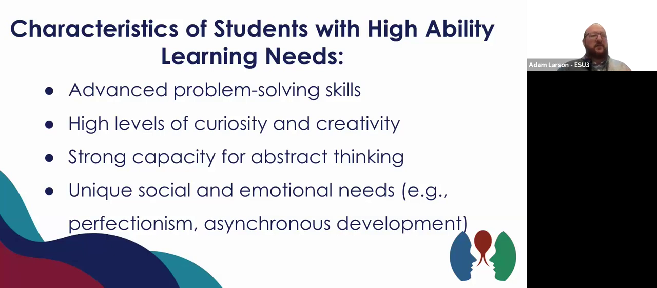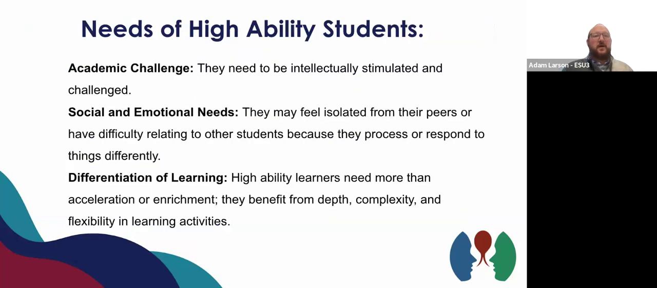And then asynchronous development, that is when you may have something like ability that is very, very high, but maybe they are very, very immature, and how those things play off each other. Being able to read at a very, very high level, but having the maturity of maybe a third or fourth grader, that can be a challenging combination to deal with. So understanding those things can go a long way towards helping design lessons that impact them.